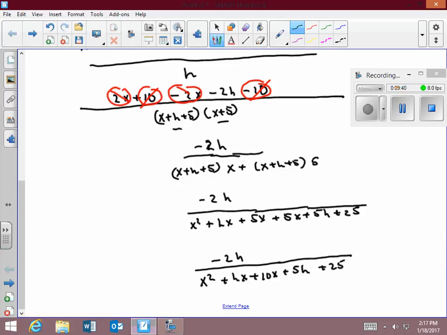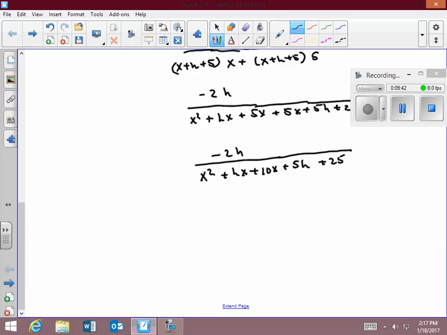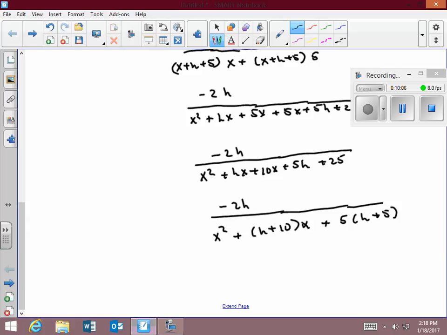I don't know that it's worthwhile to go. See, this is x squared plus h plus 10x plus 5 times h plus 5. I don't know that that gets us any place.